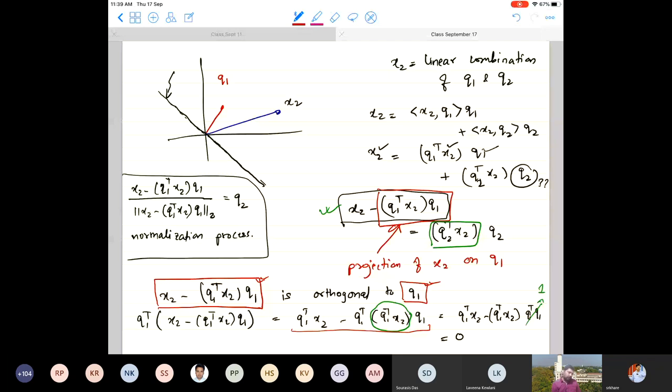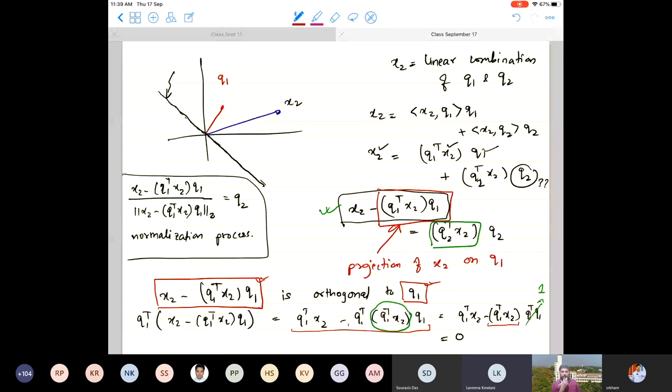So this beta has come out here, and I have q1 transpose q1 here. But q1 is of norm 1 because it is coming from an orthonormal set. q1 transpose q1 is 1. So you are left with q1 transpose x2 minus q1 transpose x2, which is actually equal to 0. Is that okay?